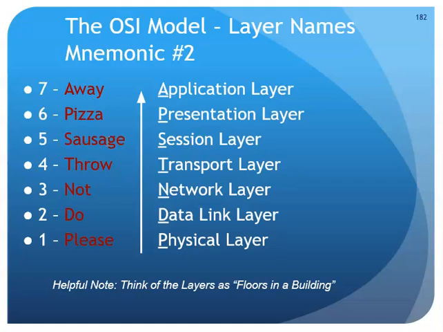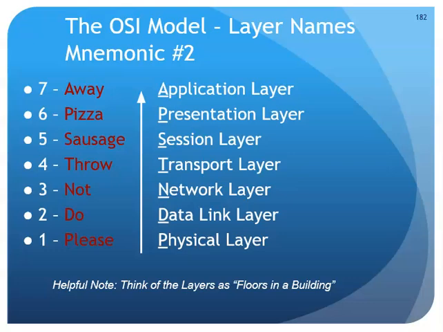This is the one that worked for me because I could get them 1 to 7. Please do not throw sausage pizza away, or please do not throw spinach pizza away. That'll get the layers in 1 to 7 for you. That's the first step. Get that tackled first. And if I look here, P for please for physical, D, do, for data link, N for not, network, and so forth. That'll get those layer names in order. The next thing will be to get the functions, and that's what we're going to go through piece by piece here.